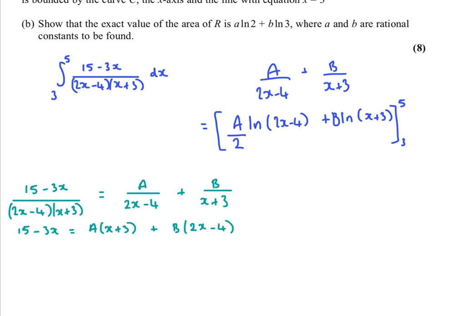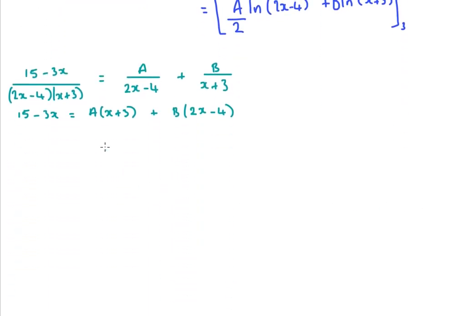And then to solve for a and b, we're going to choose, because this is an identity, I should have put an extra line in there, this is true for all values of x. So we can choose any value of x to simplify this down. So if I let x equal negative 3, this is going to disappear and it's going to allow me to work out b. So that's going to be 15 plus 9 is going to equal b lots of minus 6, take away 4 more, so minus 10.